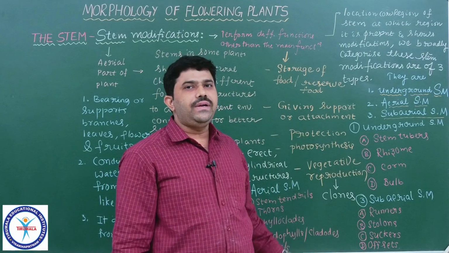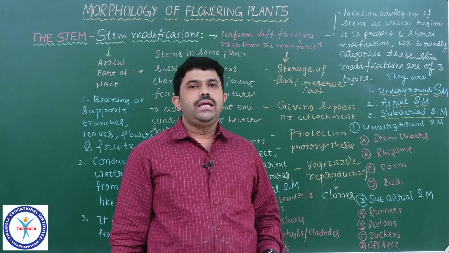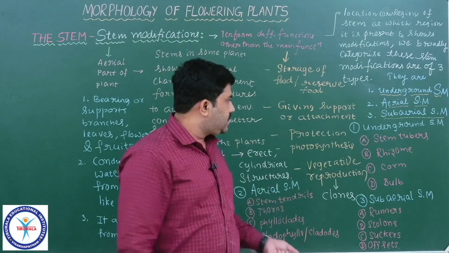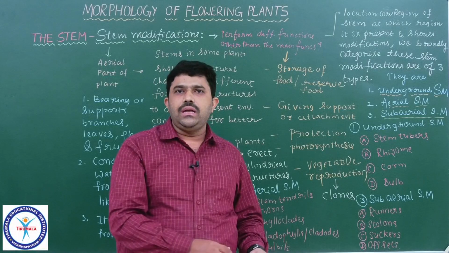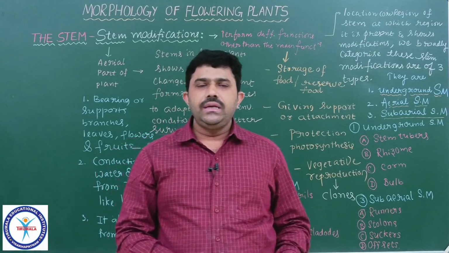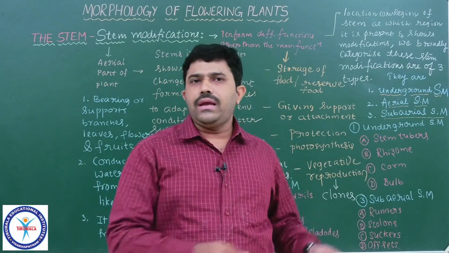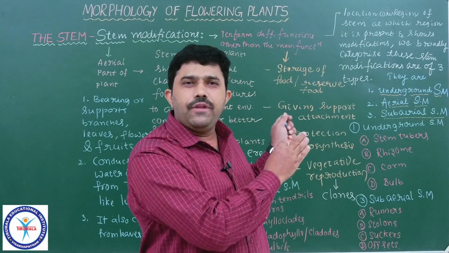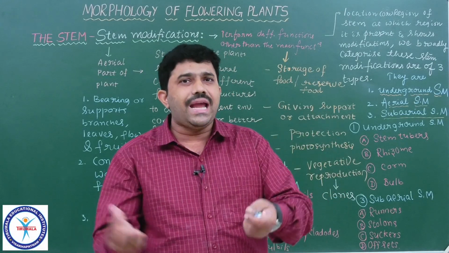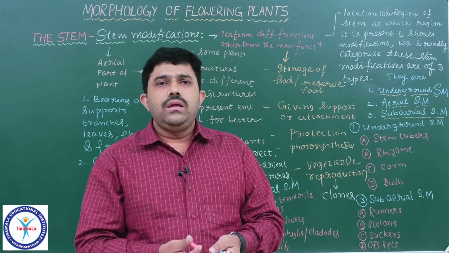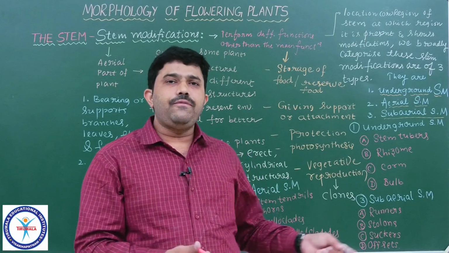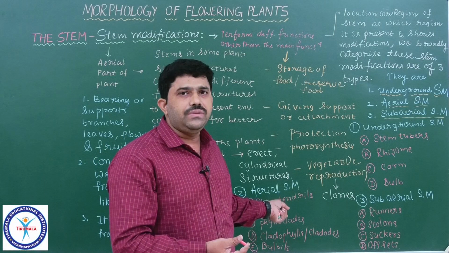So all these are the different types we generally see as stem modifications. These stem modifications are not all formed at one particular region. Some are formed in the stem which is hidden inside the soil, underground. Some are formed under the ground, in the stem part which is hidden.